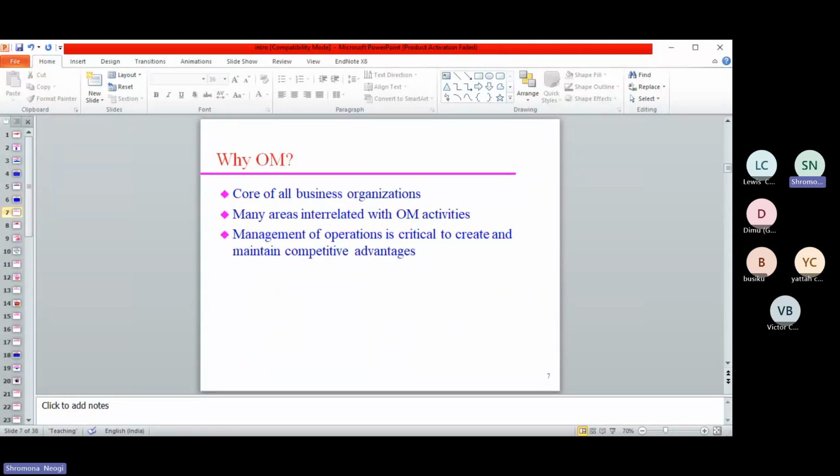Now coming to why OM. For the last 20-25 minutes, we have talked about the basics of operations management. So any one of you want to say why you believe operations management is needed? Anyone? Rather, if I put it in easy words, what is the importance of operations management?